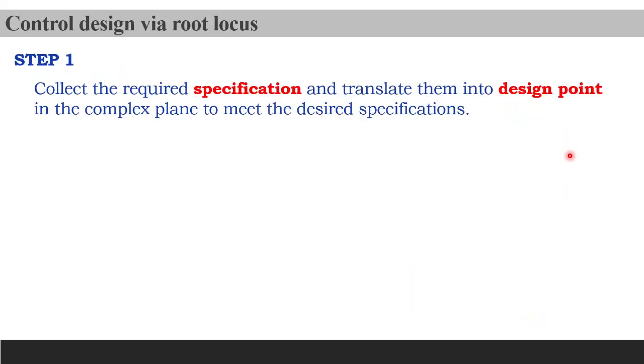So now we are about to design the control system via the root locus method. It's always necessary to note that we already know how to design a basic fundamental control system using values of zeta and omega naught.